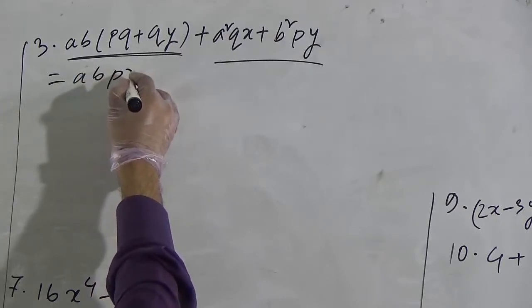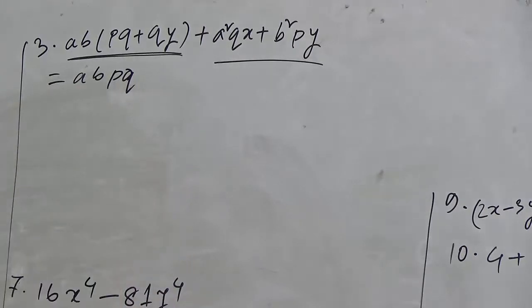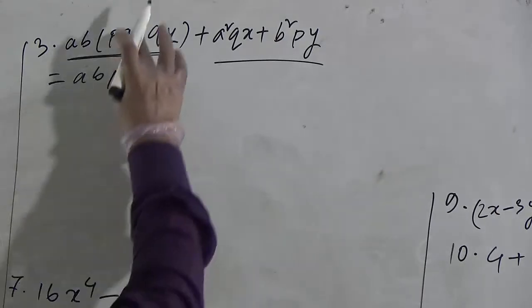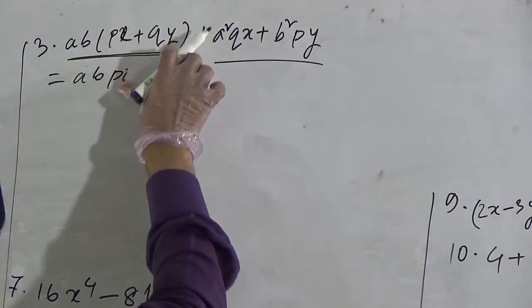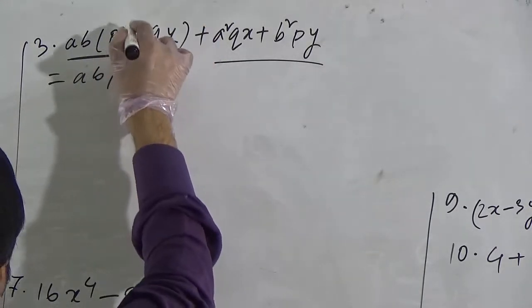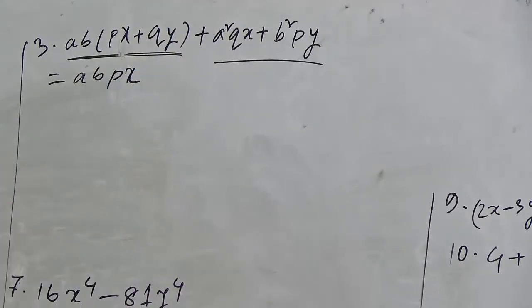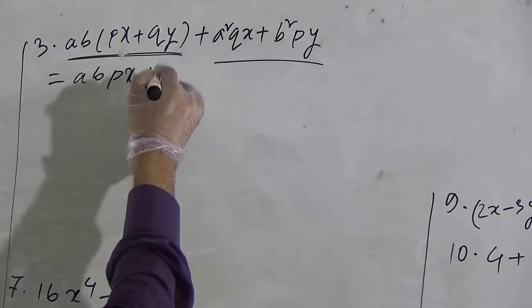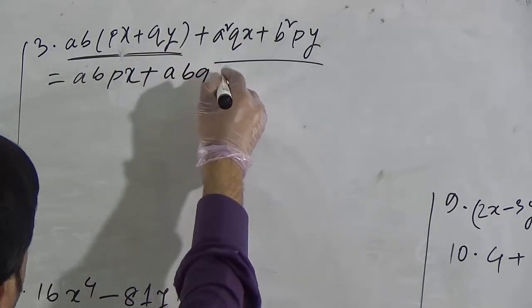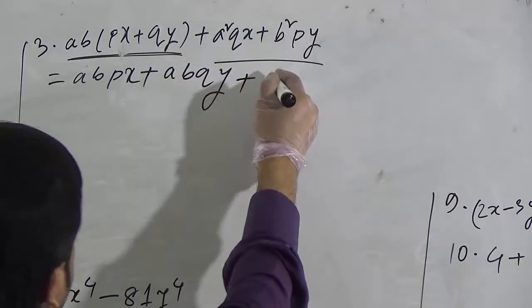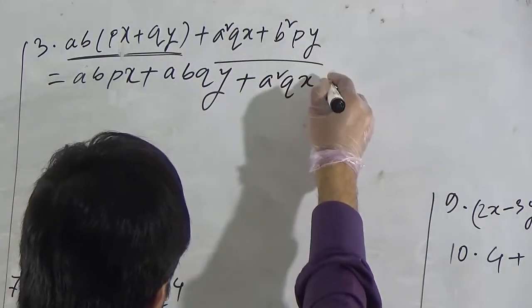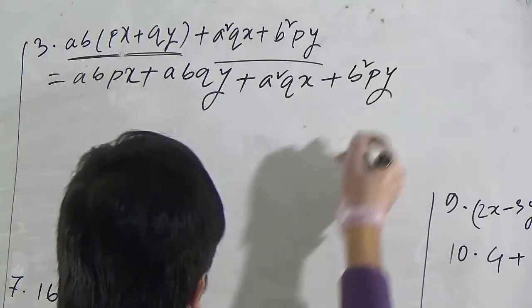ab, pq. Here the question is not q here, this is px. So this will be abpx. This is the third question, and abqy. Then here is given a square qx plus b square py.